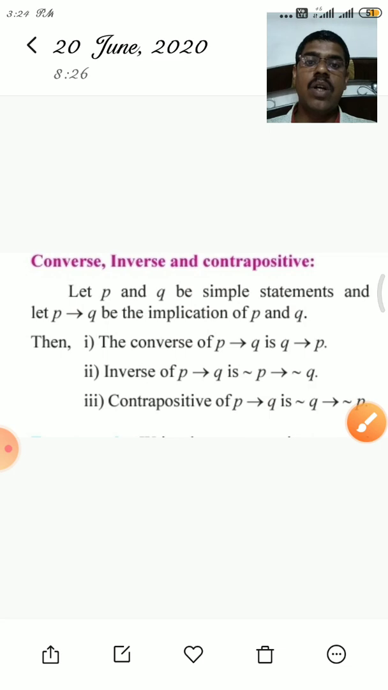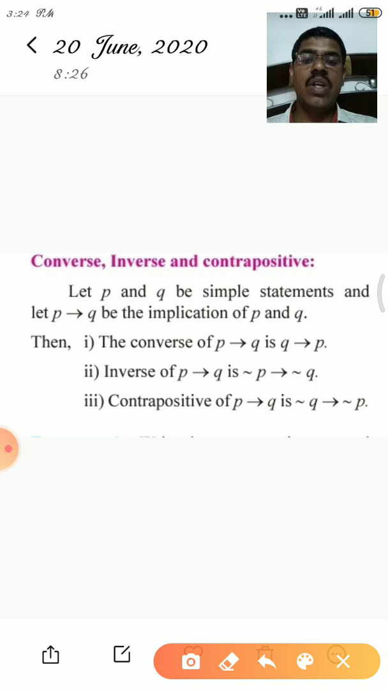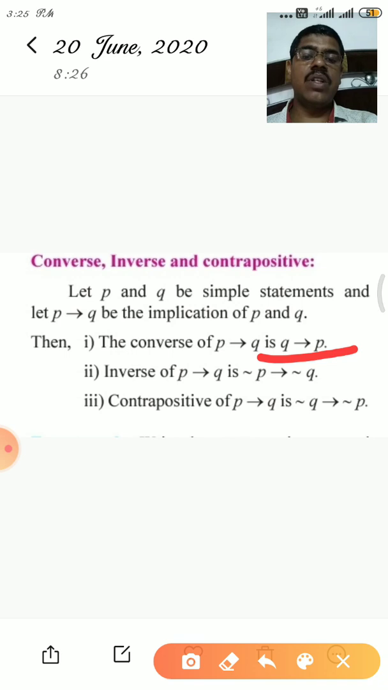Next part, converse, inverse and contrapositive. The converse, inverse and contrapositive are only for the conditional statement, or an implication. Let P and Q be two simple statements. Let P conditional Q be the implication of P and Q. The first, converse of P conditional Q, is Q conditional P. The inverse of P conditional Q is negation P conditional negation Q. And third, the contrapositive of P conditional Q is negation Q conditional negation P.